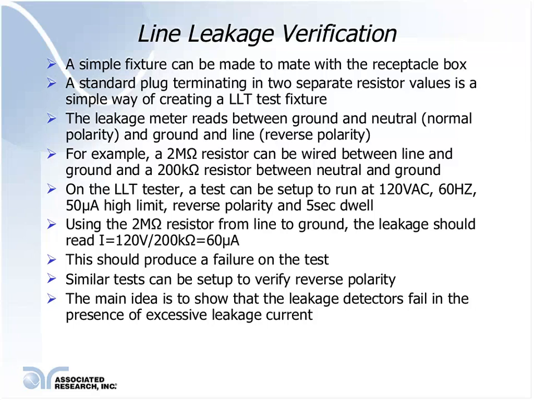We can run a second test, which would check for a failure under normal polarity conditions. Again, we'll leave the same parameters, but this time we're going to set our high limit to 550 microamps. Normal polarity, again, this time we're utilizing a 200 kilo ohm resistor, which is wired from neutral to ground. The leakage current value should read, again based on Ohm's law, about 600 microamps, thus producing a failure on the test.